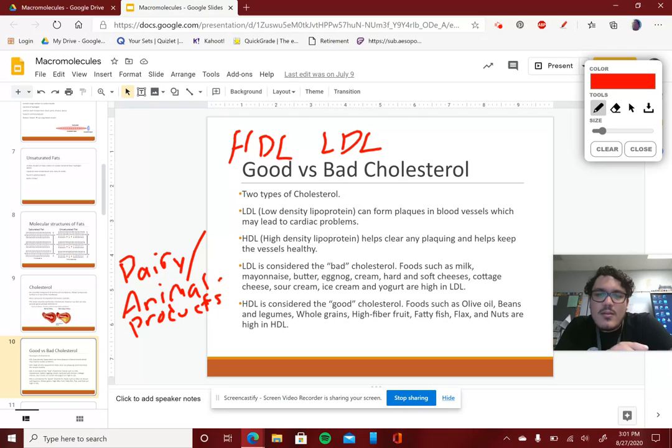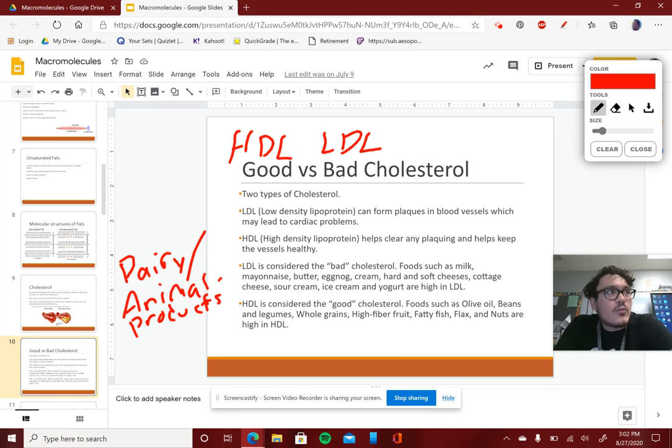HDL, on the other hand, you'll see it in olive oil, beans, legumes, whole grains. By the way, if you ever wonder why Cheerios constantly promotes a healthy heart, it's because their cereal is made of whole grain. So having whole grains, yes, it does have HDL. Is it a lot of HDL? Not really, but it's not like they're lying.